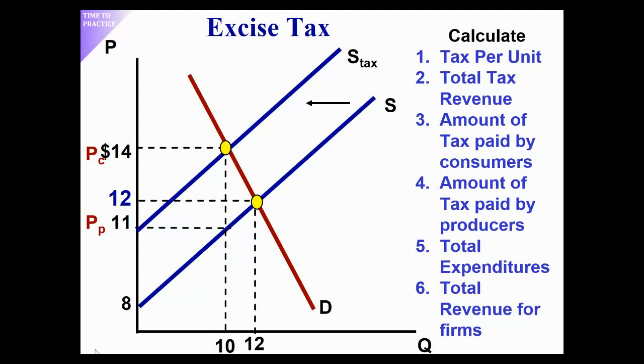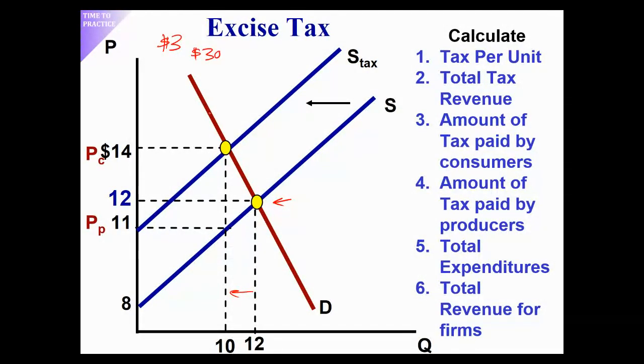The tax per unit in this example is, originally equilibrium was at $12 and 12 units. Now we have the supply curve with the taxes, it shifts to the left here. So now the price that the consumers pay is 14, the price the producers receive is 11, so the tax per unit is $3. Okay, then it says what is the total tax revenue? Well, $3 times 10, that's $30.